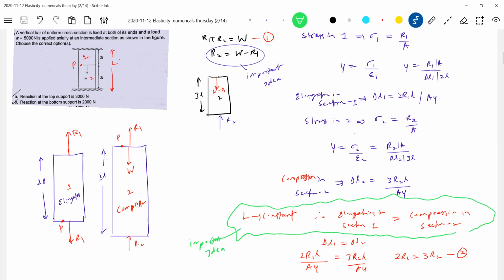Sir, can you once again explain stress in one and two, sir? R1 by A, force by area. Sir, why not W, sir? Because W becomes an external force in the stress zone, sir. You use some brain, because what we know in terms of R, you can express very clearly. W minus R1 is what? R2. Finish over.